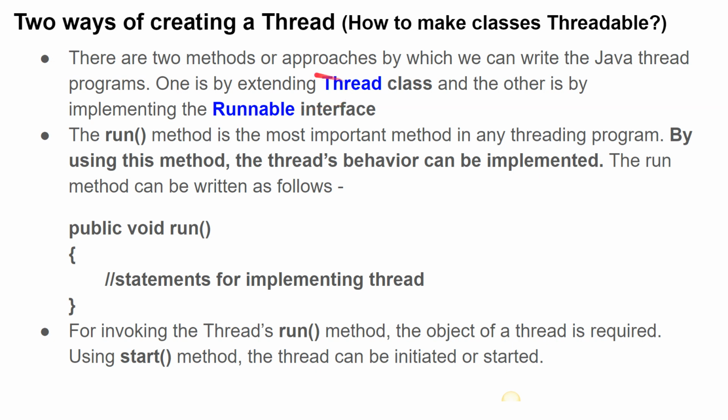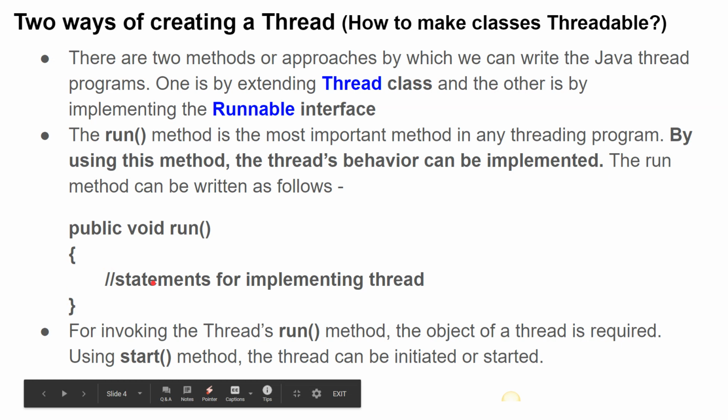The run method is the most important method in any threading program, and this run method belongs to Runnable as well as to Thread. While accessing the run method when you use the Runnable interface, there is a small difference. Please watch this video till the end, then you'll know how to make use of the Runnable interface. By using this method, the thread behavior can be implemented. This is the syntax of the run method. However, we'll see that in detail.